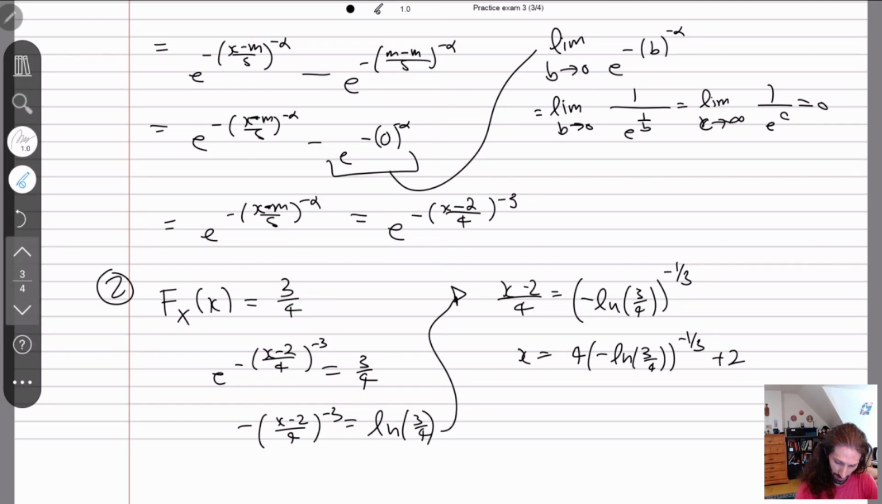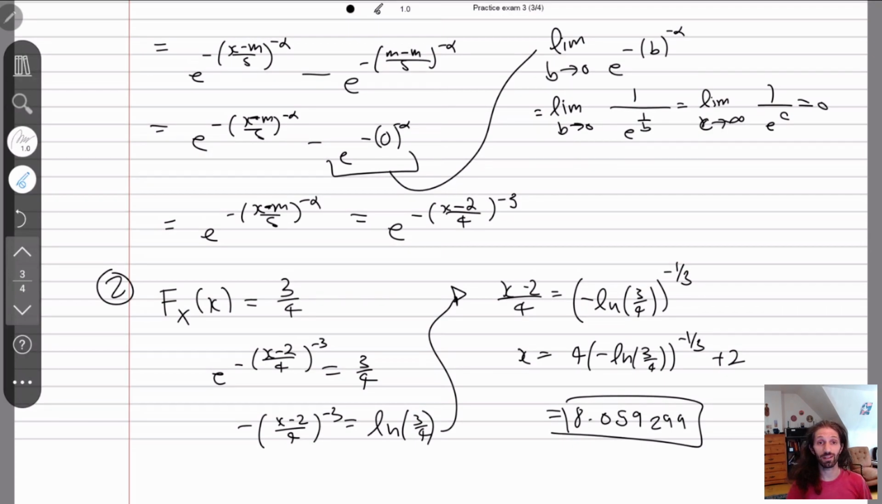Let me double check I did not screw that up. That looks okay. And if you plug this in, you get 8.059299. And that is my final answer. So yeah, as you can see, it's a little bit more complicated, but it shouldn't take too long. It's definitely doable within time frame.